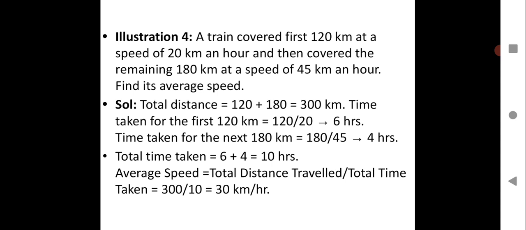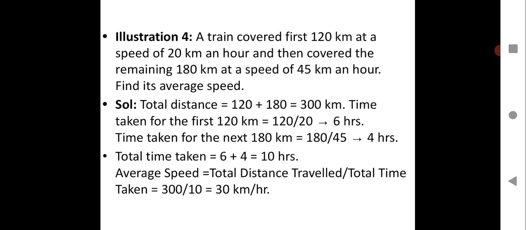That speed is 120 and the distance covered is 20 kilometer. That means 120 upon 20. So the first case, it takes 6 hours. Now time taken for the next 180 kilometer. Again the speed, the distance upon the speed. That means the distance covered 180 kilometer with a speed of 45 kilometer per hour. That means again you will apply a formula, time is equal to distance upon speed. So 180 upon 45, that will give you 4 hours. So that is the time taken for the next 180 kilometer to cover.